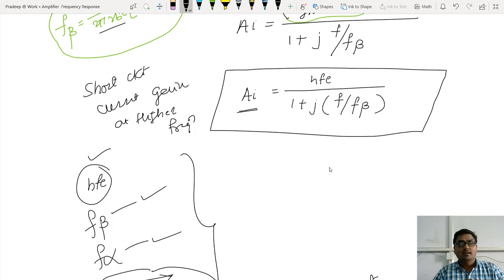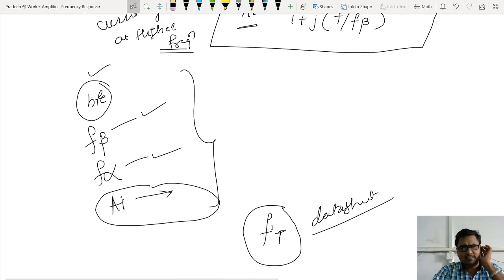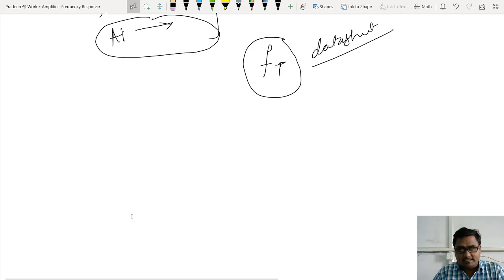This current gain, the short circuit current gain at higher frequencies, we derived as HFE divided by 1 plus jf divided by f beta. So in the journey of getting AI, we have derived f alpha, f beta, HFE, everything. Now after that, one important parameter is FT, or threshold frequency, that we need to discuss.